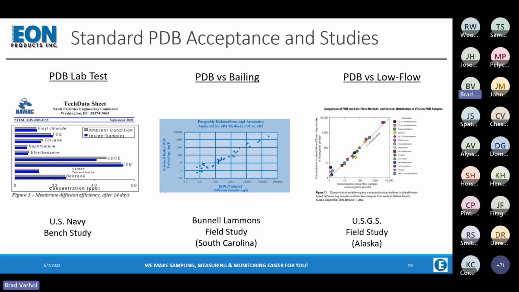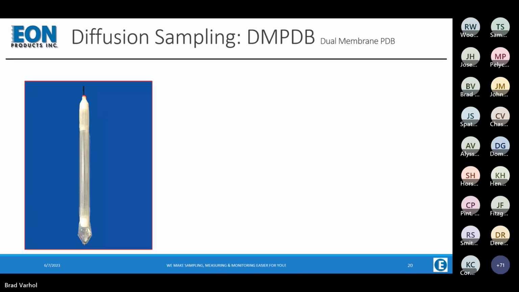And we also have a PDB versus low flow graphic on the right. This is a USGS field study that was conducted in Alaska for quite a number of VOC compounds. And you can see again, we have a very close one-to-one correspondence. So these types of case studies and tests have been done for years and have shown really a very close correlation with PDBs and other methods of sampling in terms of results.